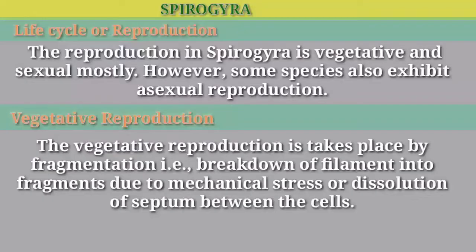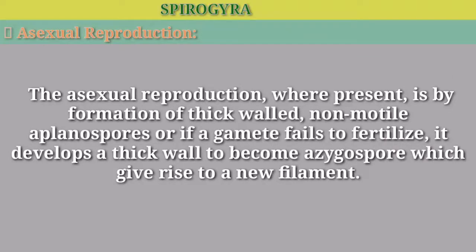Life cycle or reproduction. The reproduction in Spirogyra is mostly vegetative and sexual. However, some species also exhibit asexual reproduction. Vegetative reproduction takes place by fragmentation, i.e., breakdown of filament into fragments due to mechanical stress or dissolution of septum between the cells. Asexual reproduction, where present, is by formation of thick-walled, non-motile aplanospores, or if a gamete fails to fertilize, it develops a thick wall to become azygospore which gives rise to a new filament.